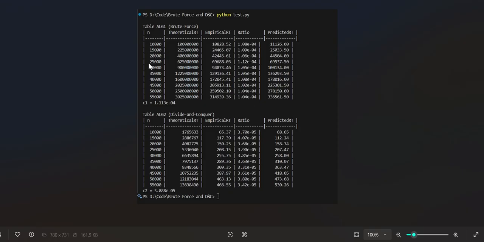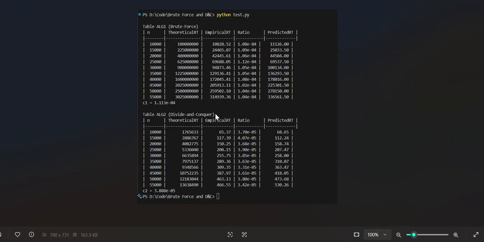So here is the data set that ranges from 10,000 to 55,000, and this is the theoretical runtime for the brute force, and this is the empirical runtime, and this is the ratio for both, and this is the predicted runtime for the brute force, and same for the divide and conquer, and these are the constants C1 and C2.